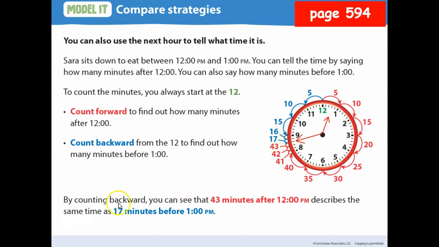By counting backwards, you can see that 43 minutes after noon describes the same time as 17 minutes before 1. So it's just the opinion of how you want to say it. Some parts in the world, they'll say 17 minutes before 1. Just depends.